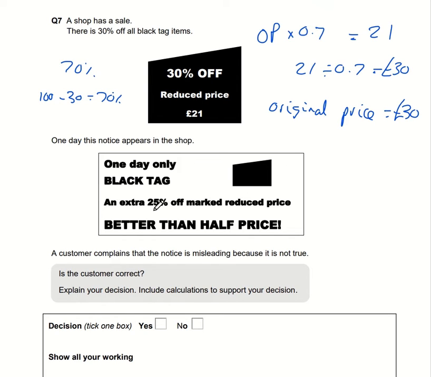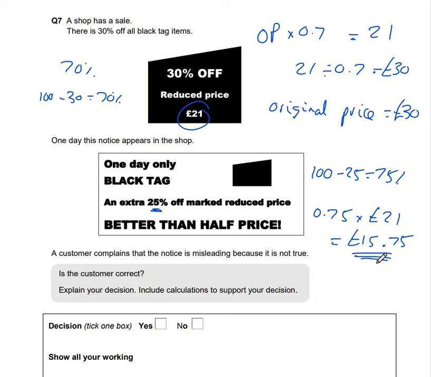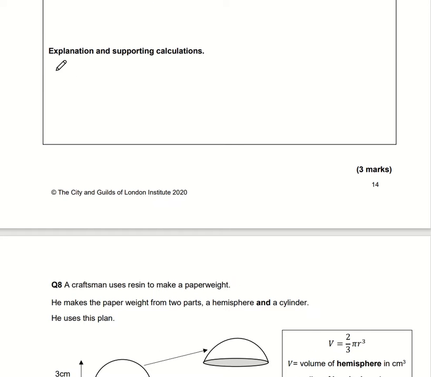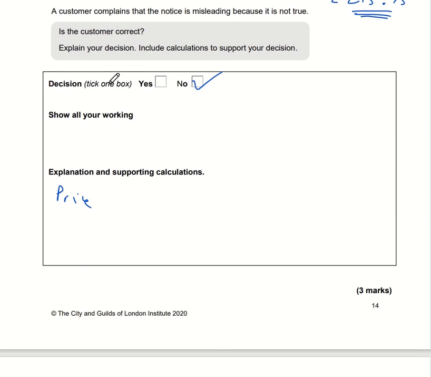Okay, so we know that there's another 25% off the £21, and if it's 25% off, then you pay 100 minus 25%, which is 75%. So what is 75% of the £21? The calculation is 0.75 multiplied by 21, and that comes to £15.75. So it's gone from £30 to £15.75. Is that better than half price? No, it's not, because half price is £15. If it was better than half price, it would have been lower than 15, but it's still above 15, so that is completely wrong. So that's what we need to write in here. The price is £15.75, which is greater than £15, so the customer is correct.